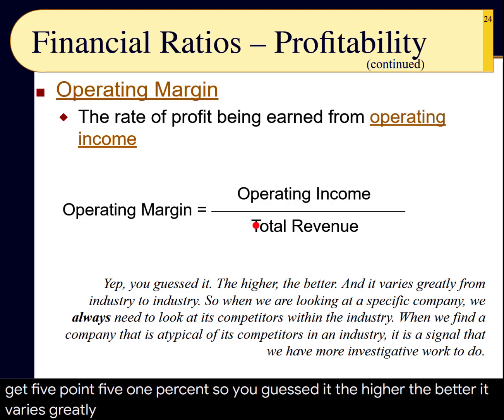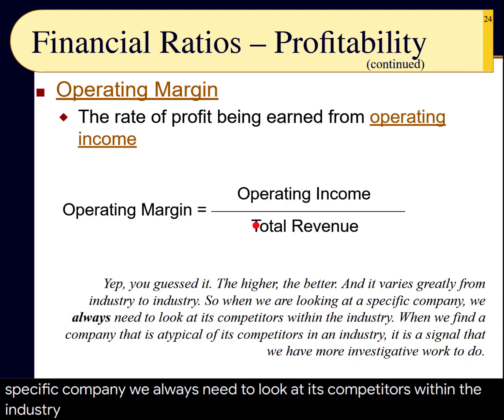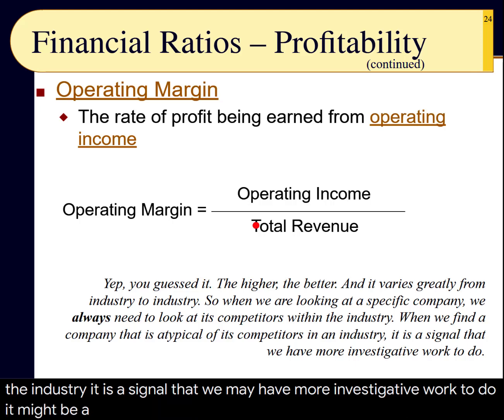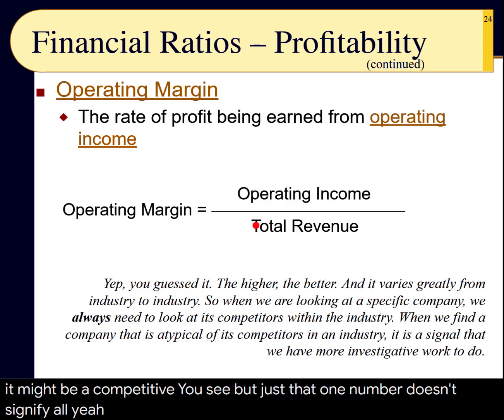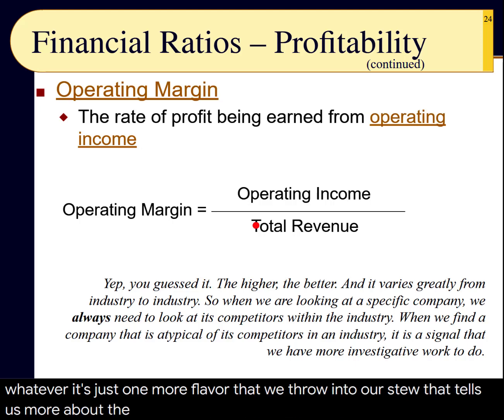So you guessed it, the higher the better. It varies greatly from industry to industry. So when we are looking at a specific company, we always need to look at its competitors within the industry. When we find a company that is atypical of its competitors in the industry, it is a signal that we have more investigative work to do. It might be a competitive advantage or disadvantage. You see? But just that one number doesn't signify, oh, yeah, we should buy the company, oh, we should sell the company, whatever. It's just one more flavor that we throw into our stew that tells us more about the company itself.